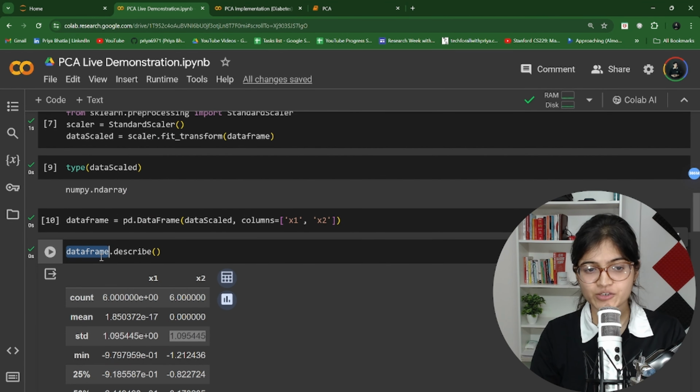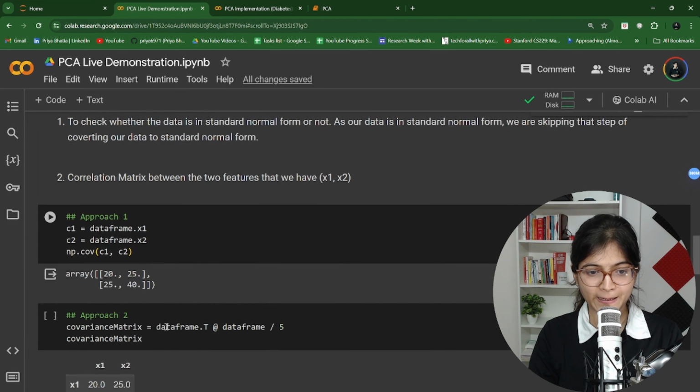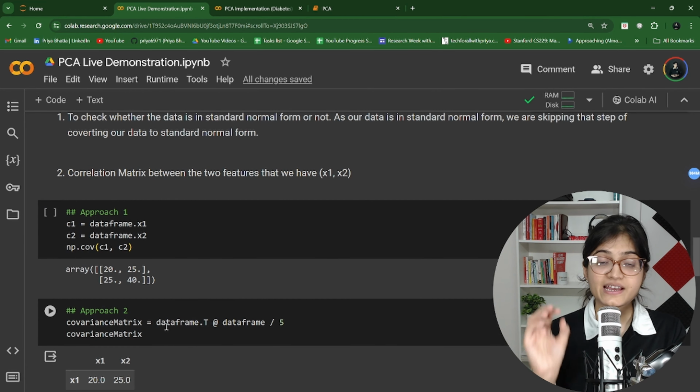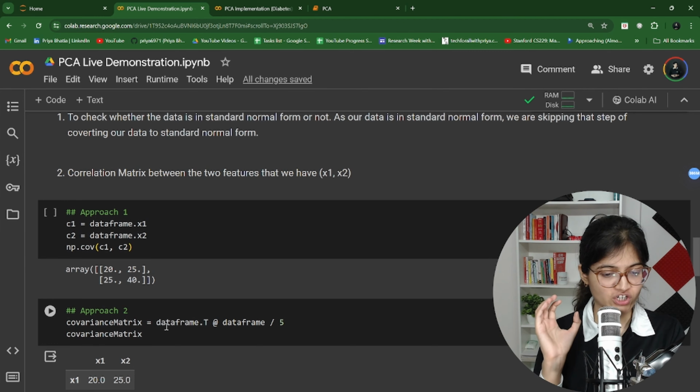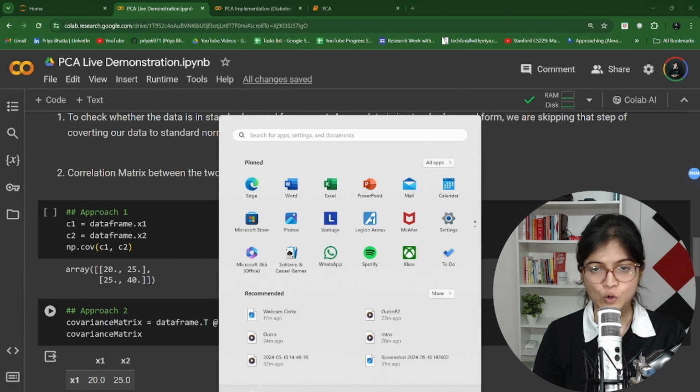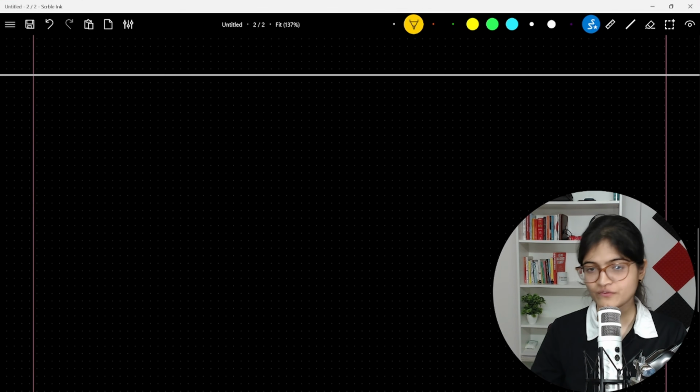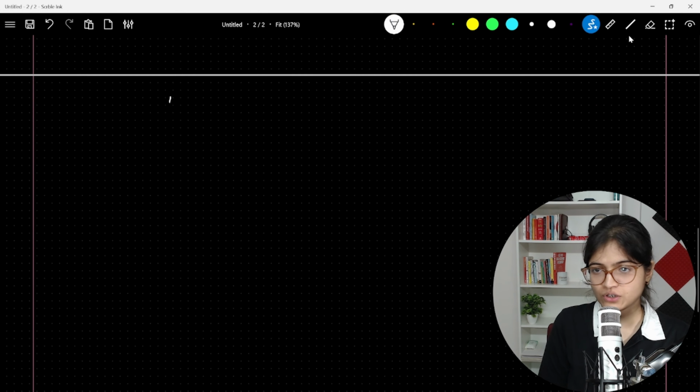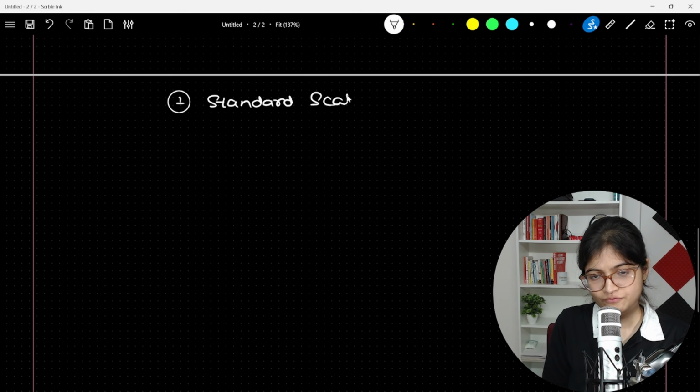Okay, now let's move ahead. So now we have a data frame, right? Next target is to get the correlation matrix. So the first step, as we have seen so far in our journey of getting the PCA components, is to first of all make sure that our data is scaled, right? Our data is in a standard scalar form. What is the reason behind that?